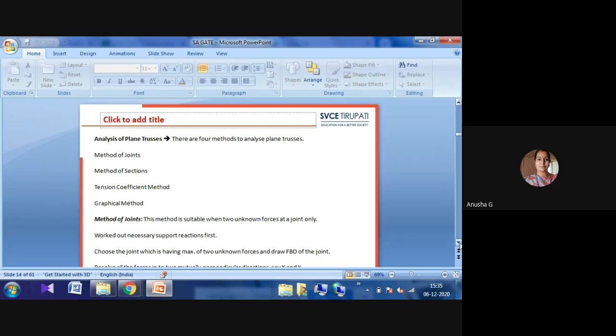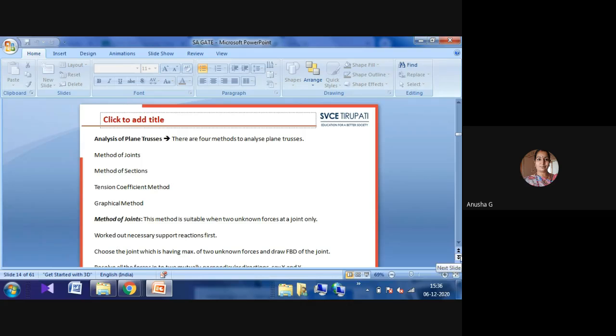Next, we'll see one by one what is meant by the method of joints. This we already learned in engineering mechanics basics. This method is suitable when only 2 unknown forces are at a joint. First the necessary support reactions are worked out, and then you choose the joint which has a maximum of 2 unknown forces, and draw the free body diagram of that joint.